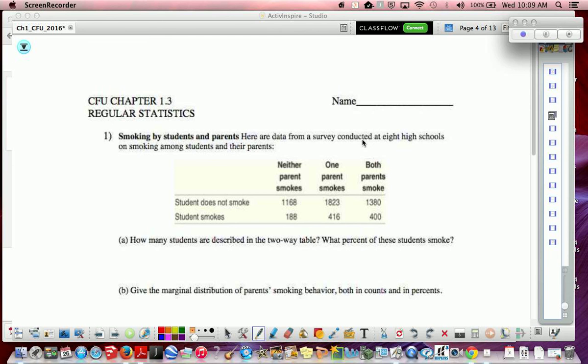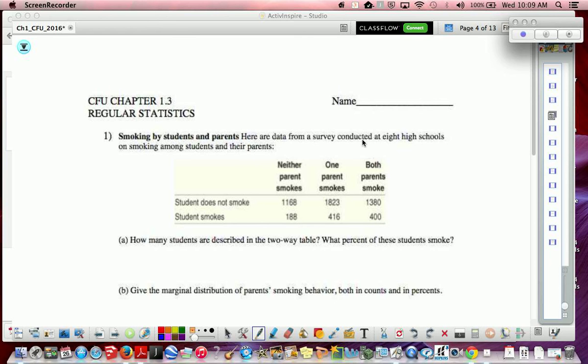Look at your CFU packet from chapter 1.3, where we're now going to start to look at some of the different graphing techniques dealing with quantitative variables, which there are many. Today we're just going to focus on the segmented bar graph. My apologies, we're not at quantitative. We are still dealing with categorical values here, where we have more than one variable. Sorry, got ahead of myself there. So let's take a look at what we have going on here.